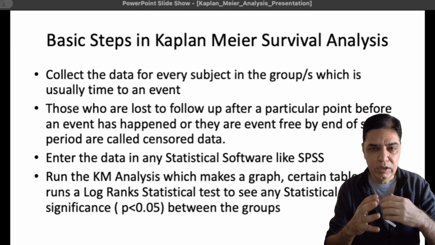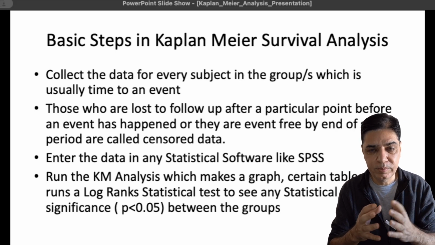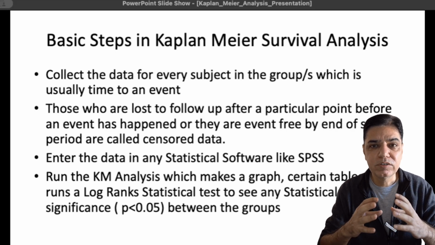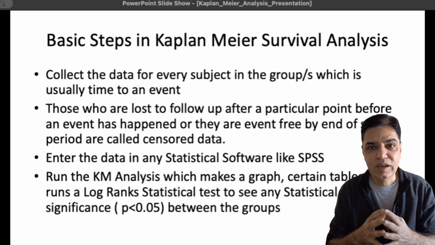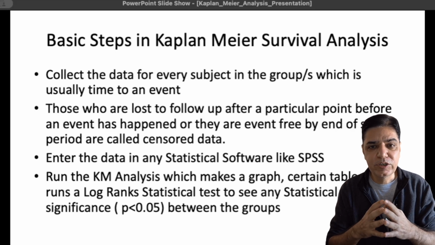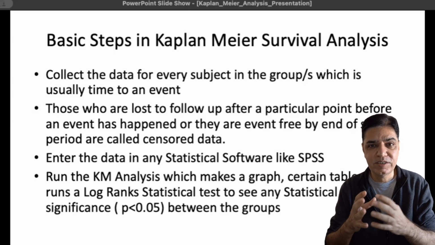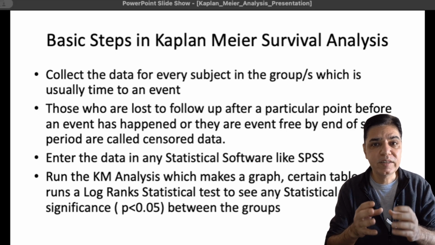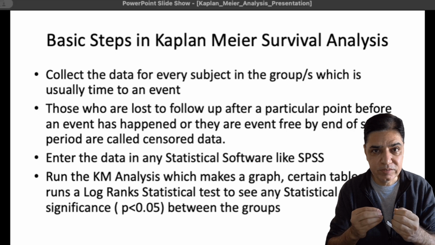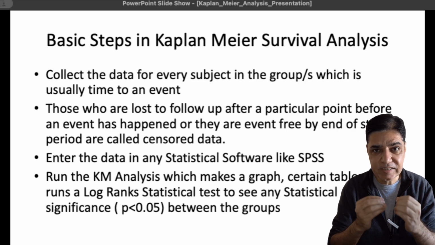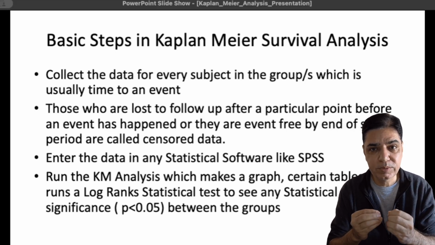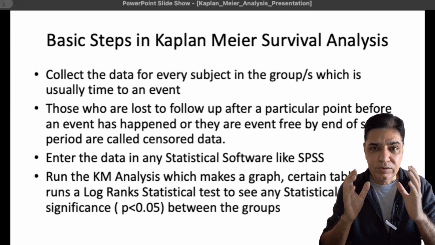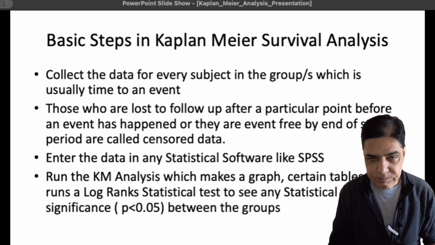So if you are using SPSS, if you go to the Analyze menu and run the Kaplan-Meier Survival Analysis, it will give you a certain table, and it will draw this beautiful graph for you, which we call the Kaplan-Meier graph. At the same time, it runs a statistical test to see whether these differences are by chance or real differences. So we see if there is any statistical difference between the two groups in terms of symptom-free interval or not. These are the basic steps of running a Kaplan-Meier survival analysis.